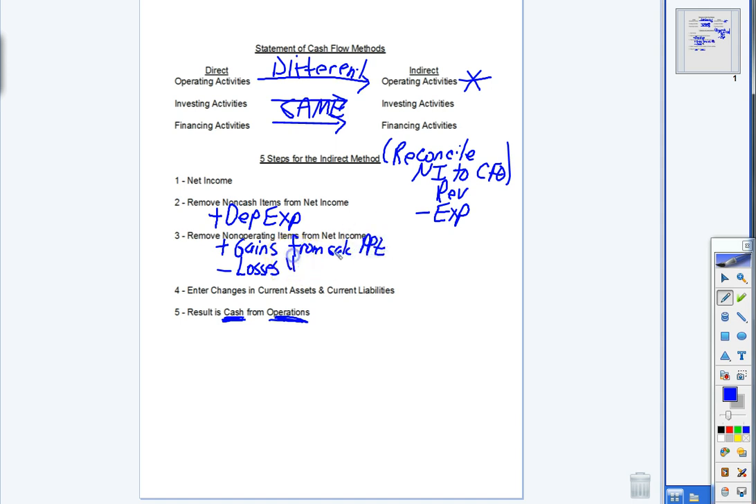So gains from sale of property, plant, and equipment, or losses from sale of property, plant, and equipment. In that case, we have our revenue minus expenses. Gains get added in on the income statement. Losses get subtracted to arrive at net income. That's just your bare bones income statement with no appropriate classifications.